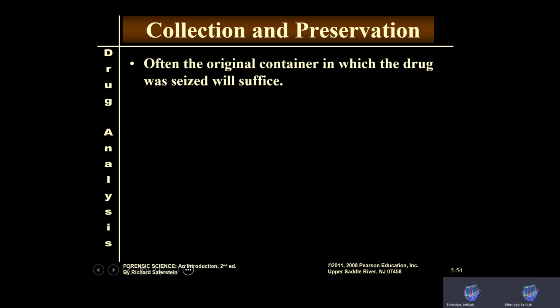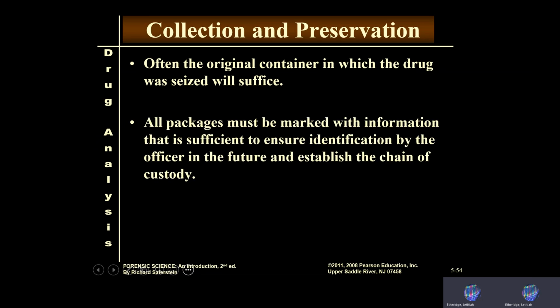Often the original container in which a drug was seized will suffice. So for example, if you're at a crime scene and you see some Valium in a medical capsule container that you would pick up from any CVS, you can usually leave that in the container and then you'll place it into some sort of paper bag. And then of course you will label it and tag it with your chain of custody.